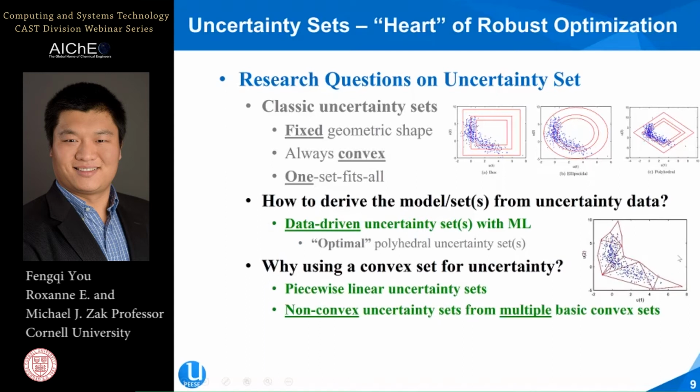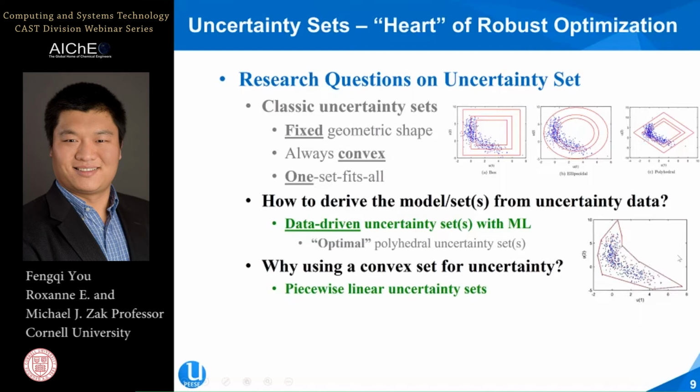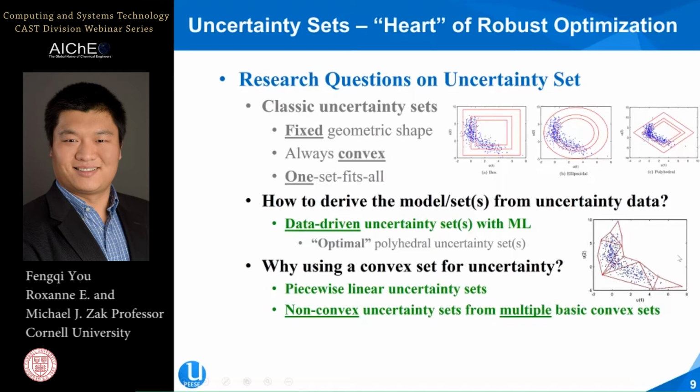And the third research question is, why do we need to use just one set? Can we use many small pieces of basic sets to cover all these areas and capture uncertainty? In some cases, of course, this could be non-convex, but that's okay, because once you have a large number of small basic convex sets, which we can easily solve, it's just like using puzzle pieces to cover this data. As long as we cover all this uncertainty information in a very compact way, we are good to go.